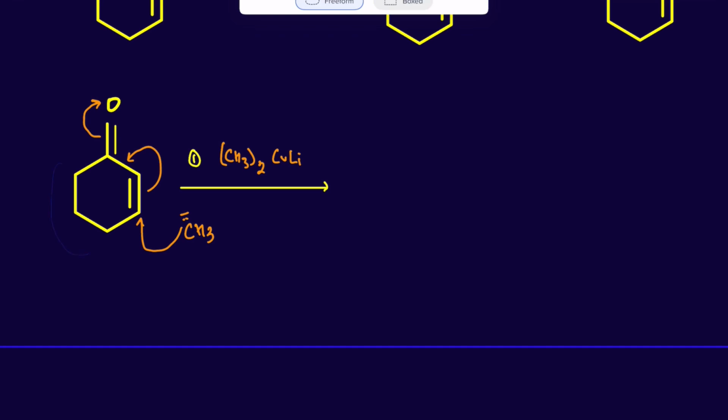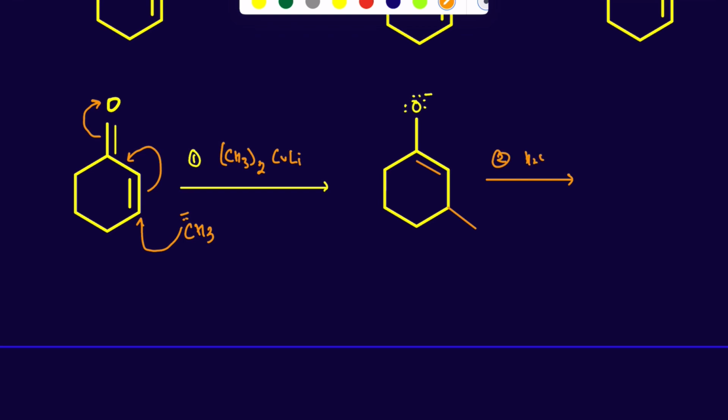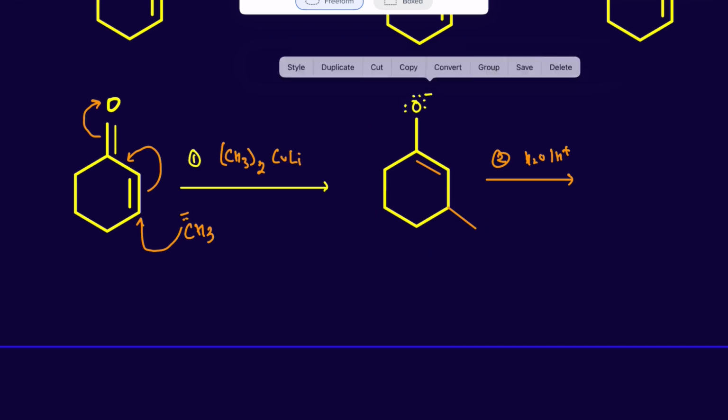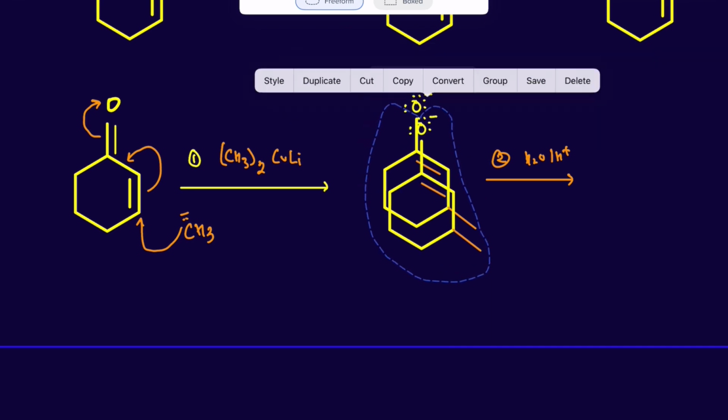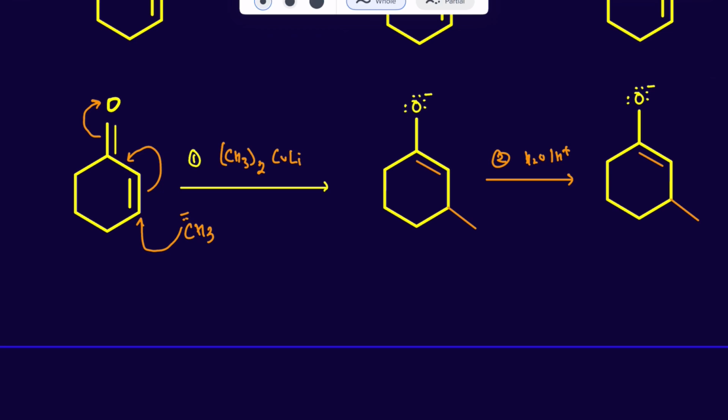And what I get at the end of the day, let's reform that here. I get an O minus, just like I would expect. I had reformed the double bond here now, and I got the methyl attached here. And then in the second step, I can go ahead and do the water acid workup here. And when you do that, you'll protonate this oxygen. So that's why it's a 1,4 addition, because you can see how the things are being added at the first and the fourth position there.